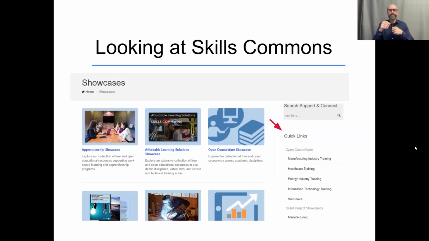And as far as I know, this is the only collection for CTE that's specific to CTE. Sally, you might want to correct me if I'm wrong, but this is usually where we will go if we have CTE folks looking for OER.